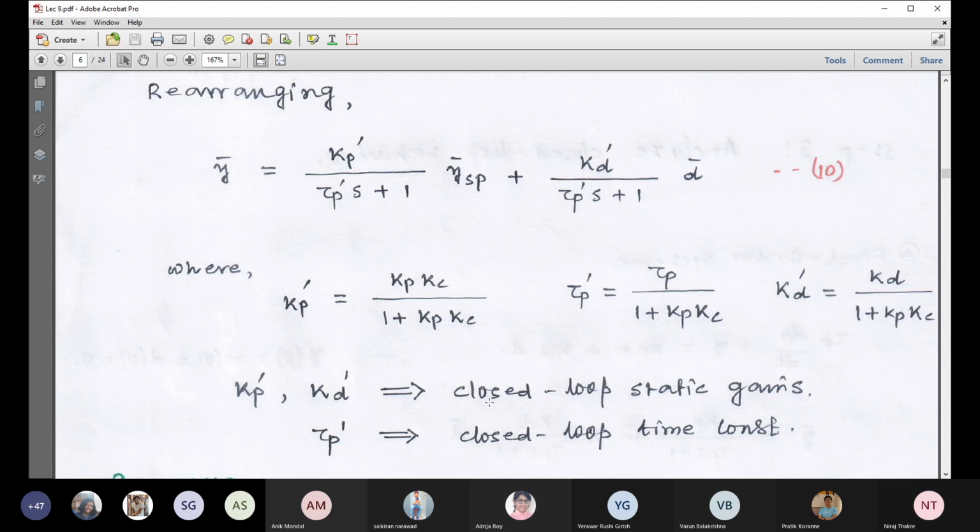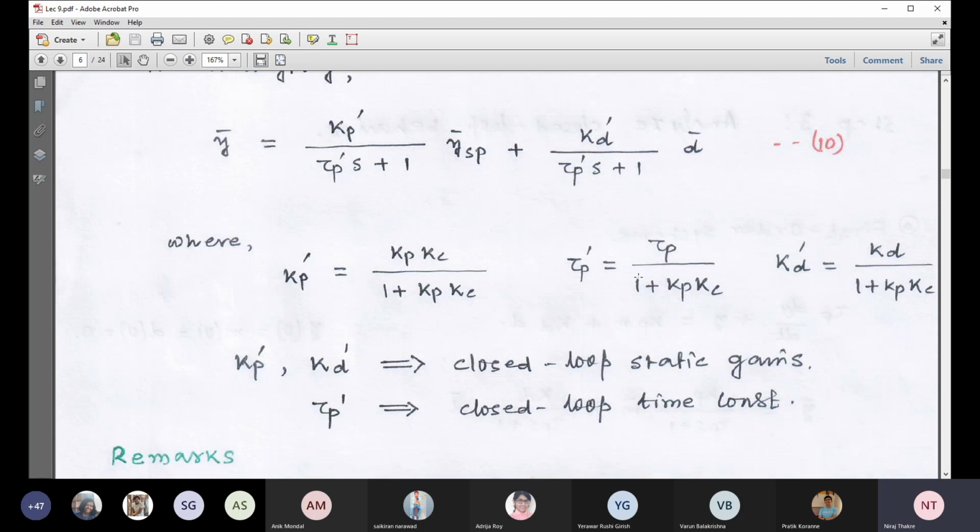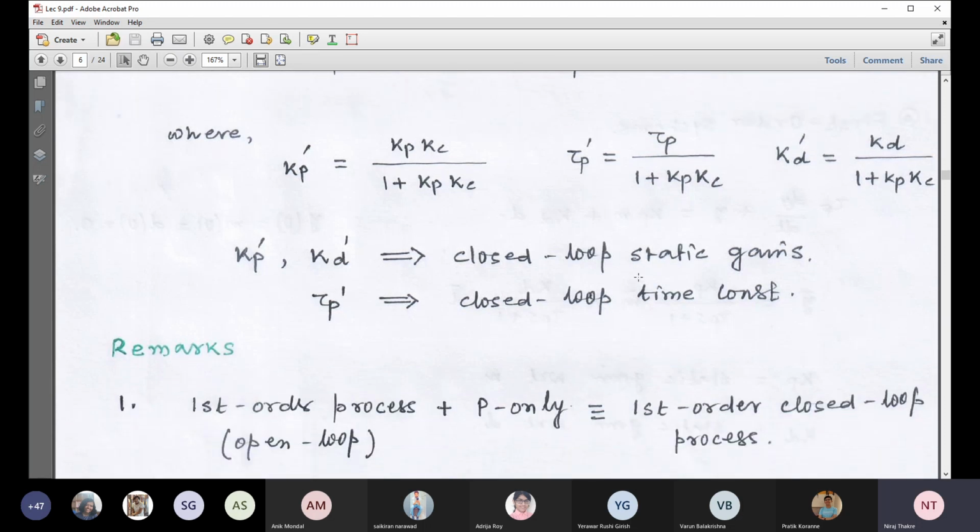Tell anyone? No, sir. You see equation 10, it is also a first order process, no? So there is no change of order. This is our first remark. We have taken a first order open loop process. We have employed one P controller and we get a closed loop process, which is represented by equation 10. And there is no change of order, you see.